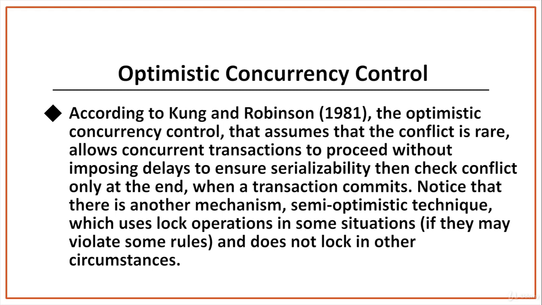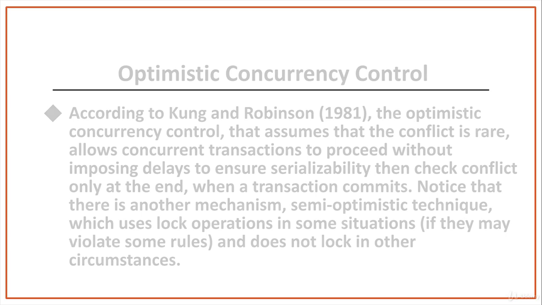According to Kung and Robinson, 1981, the optimistic concurrency control, which assumes that conflict is rare, allows concurrent transactions to proceed without imposing delays to ensure serializability, then checks for conflict only at the end when a transaction commits. Notice that there is another mechanism, the semi-optimistic technique, which uses lock operations in some situations if they may violate some rules, and does not lock in other circumstances.